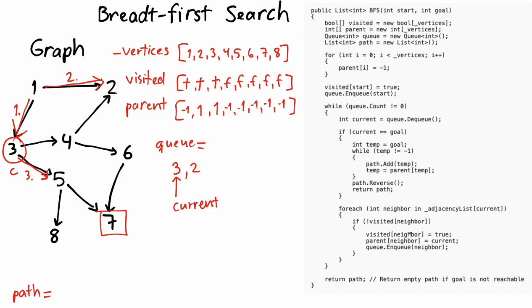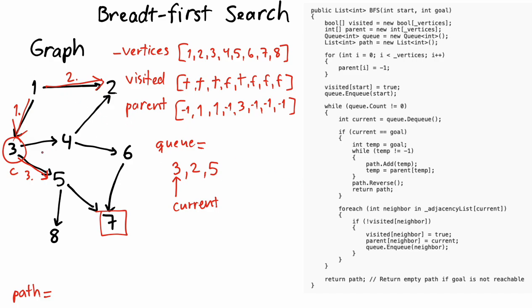try to find that neighbor if it is not visited, and it is not, because number 5 is not yet visited. We set it true, and we set its parent to number 3. Then we set that node 5 to our GUI, and we have done.